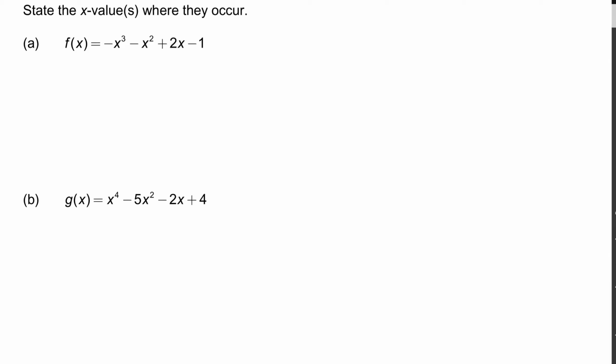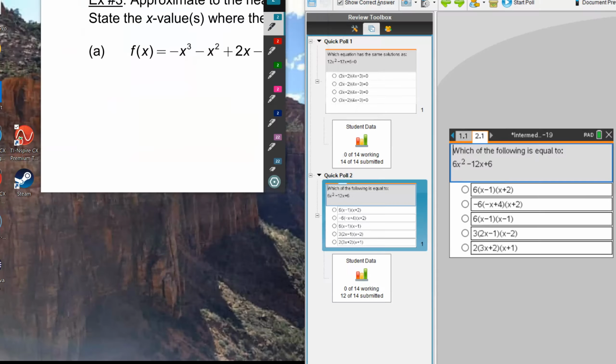Approximate to the nearest hundredth the relative or absolute extrema of each function. State the x values where they occur. So all you have to do for this one is, all right, so I'm gonna come over here to my handy dandy calculator. Go to my calculator. Why is this not bigger? And I'm going to insert the equation.